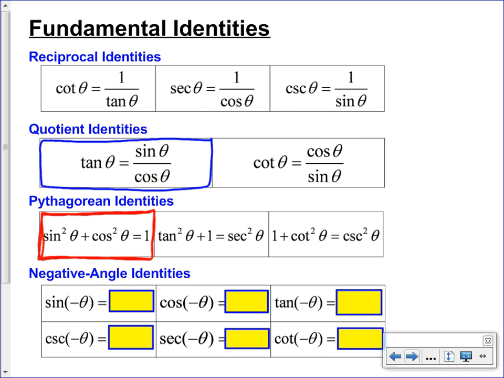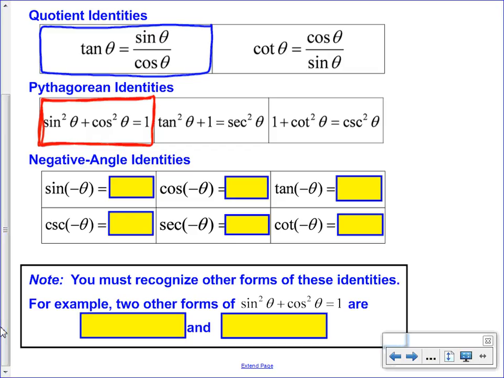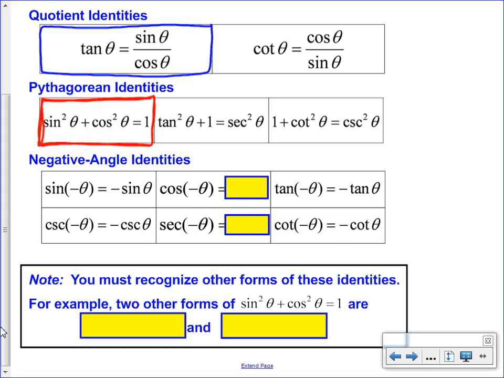Negative angle identities. The sine of a negative. Sine is an odd function. If you think about it, it starts at the 0, so it's not symmetrical, and that makes it odd. So if you have a negative angle, all you do is pull out the negative and put it in front of the sine. That's it. So sine of a negative angle is just negative sine of that angle. Same thing for cosecant, tangent and cotangent. You just pull out the negative.